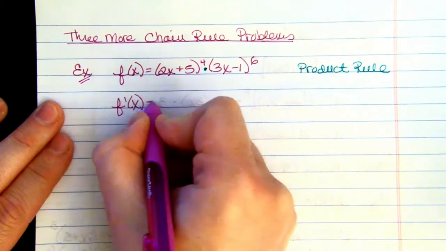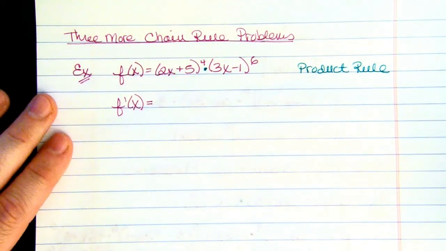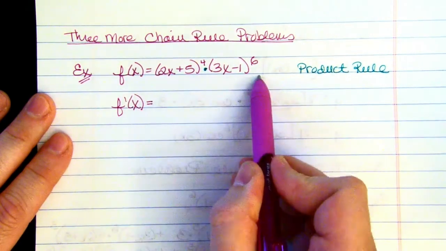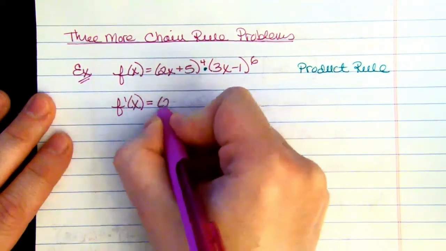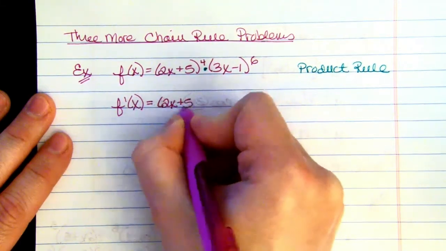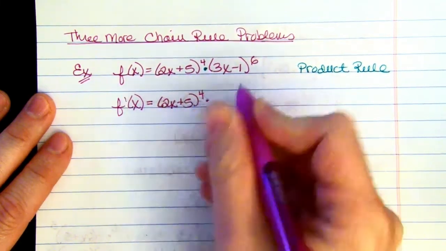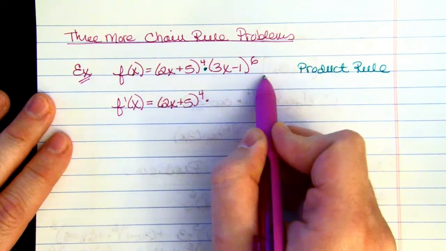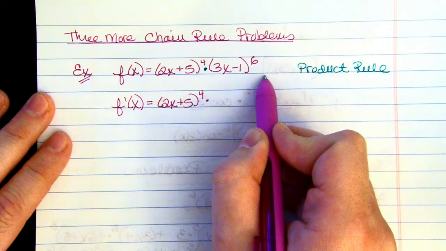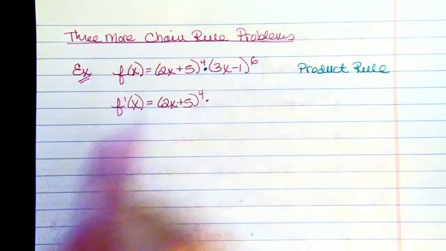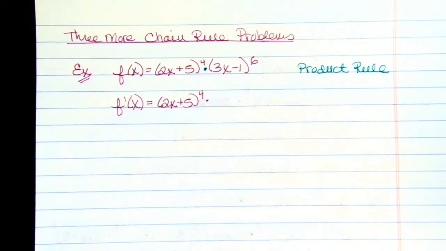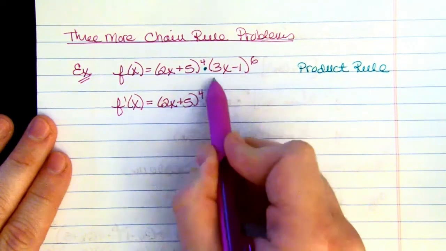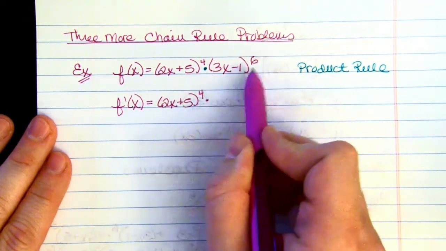F prime of x is going to equal, well, according to the product rule, I need to do the first times the derivative of the second. The first is (2x plus 5) to the 4th. As for the derivative of the second, how am I going to deal with that? Hint, think about the name of this section. I need to use the chain rule on this thing. How do I do the derivative of (3x minus 1) to the 6th?